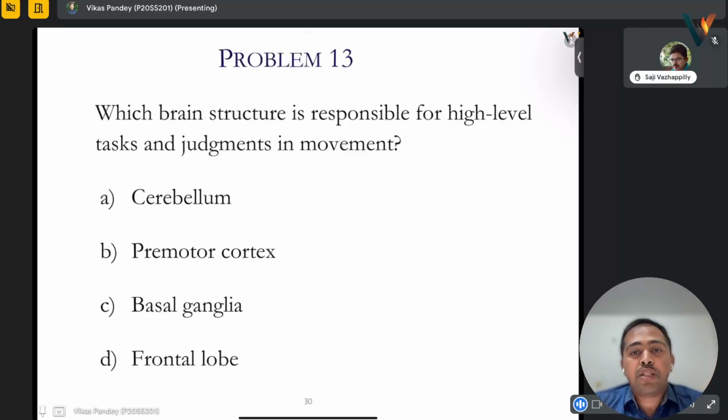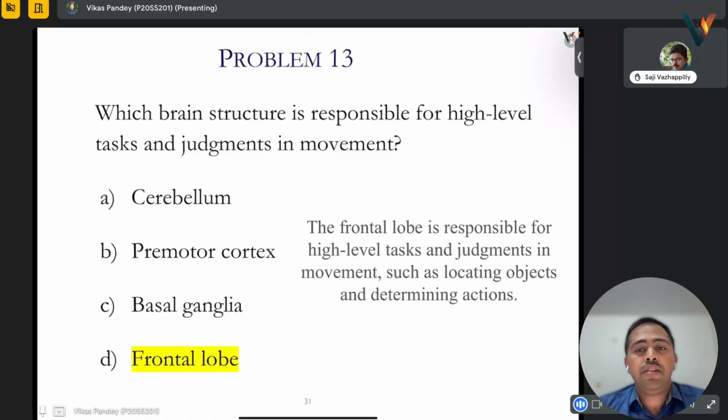Which brain structure is responsible for high-level task and judgment in motion? Cerebellum, premotor cortex, basal ganglia, or frontal lobe? Frontal lobe, sir. Yes, the frontal lobe handles high-level task and judgment in movement, such as locating objects and determining actions. Now you remember why we were discussing that all the visual and auditory information goes to the frontal lobe. We saw that everything was going to the frontal lobe. This is the center where all the sensory inputs go, and based on that, the high-level task and judgment of movement takes place.